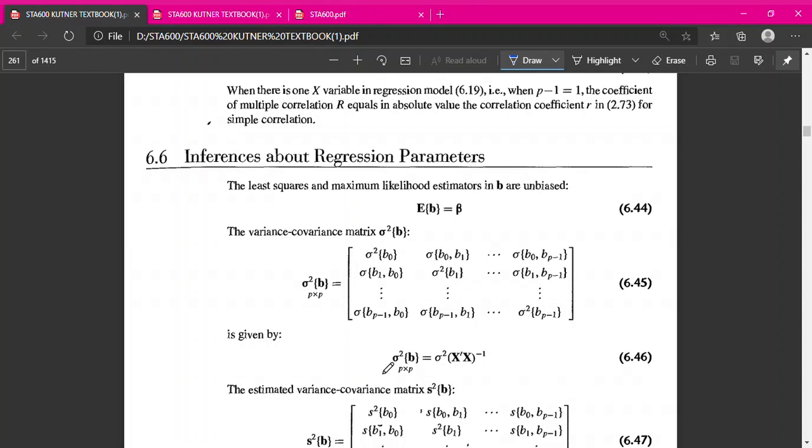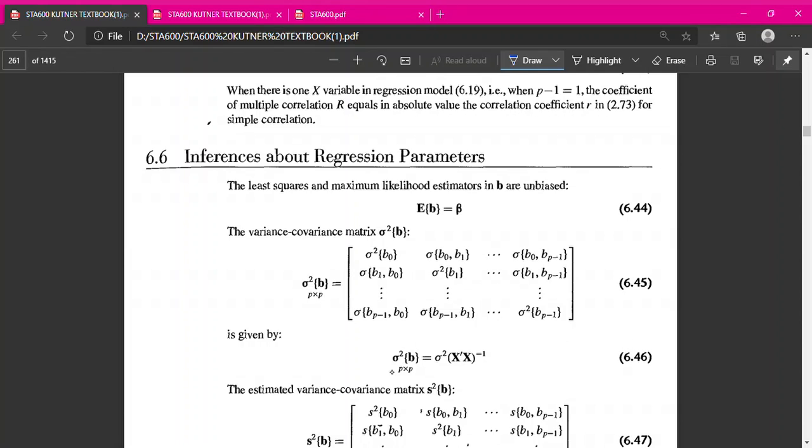Okay, so to find each of these, we need the value of the variance and also the standard deviation of the parameter. So if you look at this formula in your textbook, page 2 to 7, this is the variance-covariance matrix of beta, which is the coefficient.